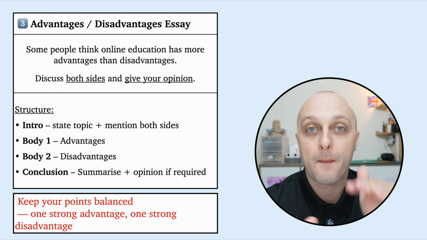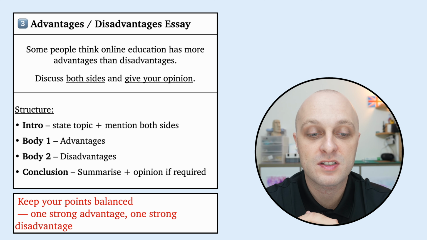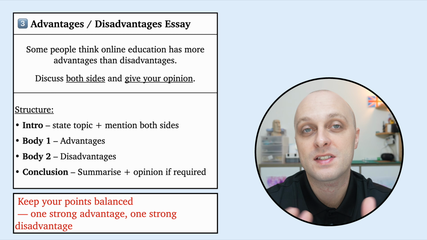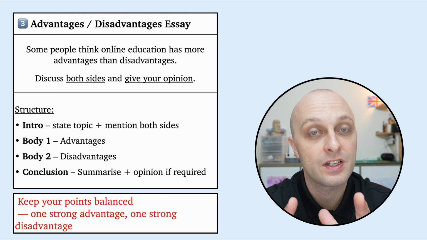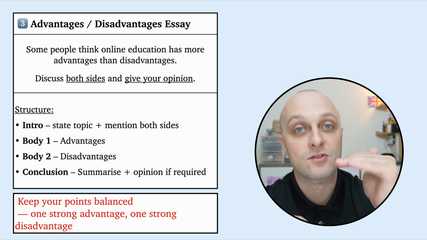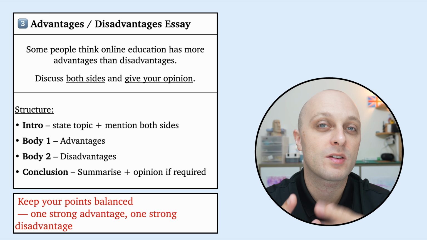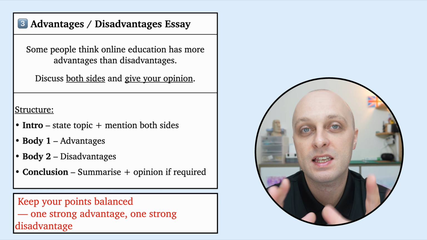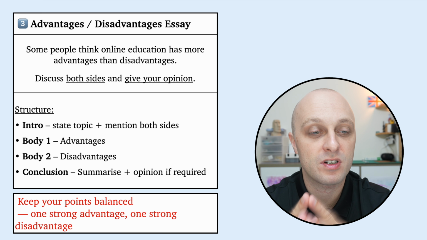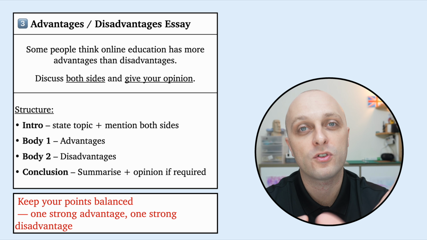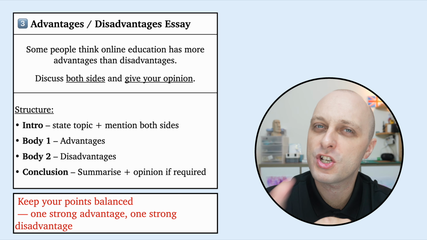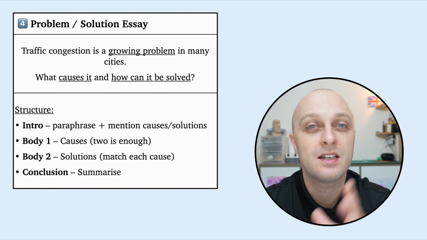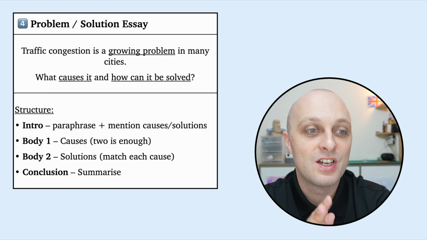Keep your points balanced. One strong advantage, one strong disadvantage. If you're in those bands 4 to 6, that is enough. If you're looking for a 6 or a 7 or higher, you should be giving probably more than one and expanding more. I like to keep each paragraph separate, so you can see body 1 only for the advantages, body 2 just for disadvantages.